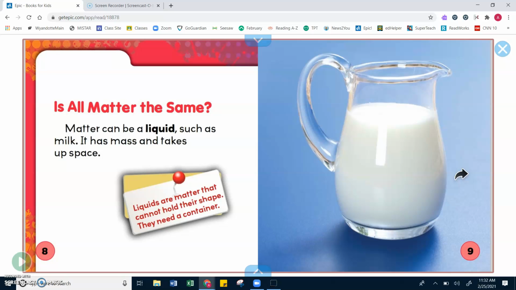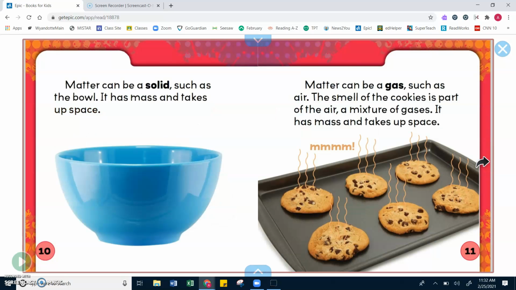Is all matter the same? Matter can be liquid, such as milk. It has mass and it takes up space. Liquids are matter that cannot hold their shape. They need a container. Matter can be solid, such as the bowl. It has mass and takes up space.